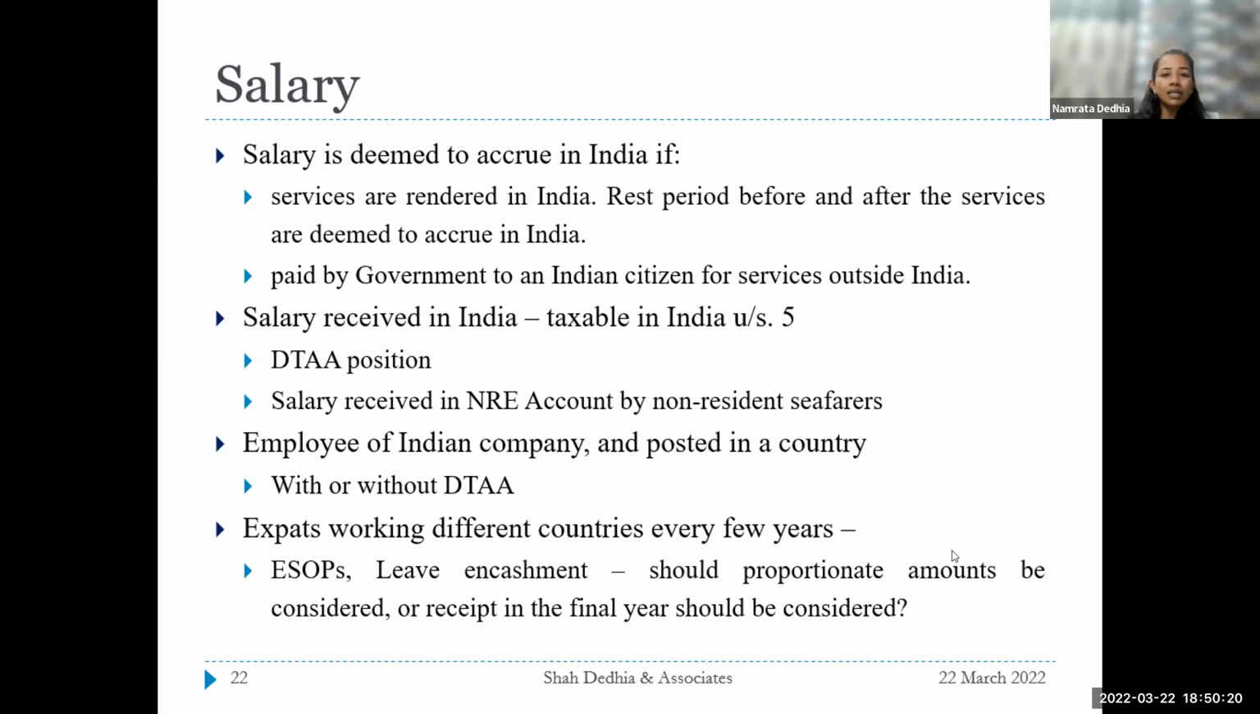Again, salary, there are a lot of other aspects. Expats who are working in India but continue to retain their salary, or rather their employment with the foreign entity. How do you treat them? In case of expats, again, that is a topic by itself, expatriate taxation.